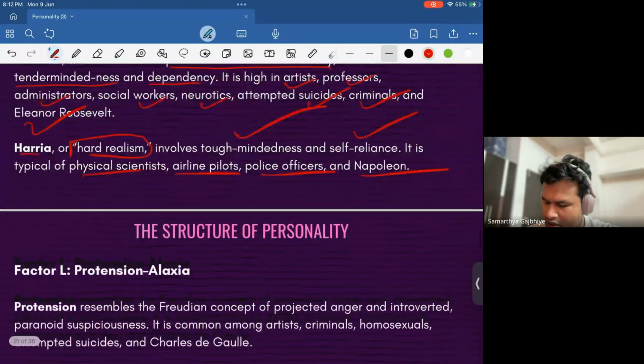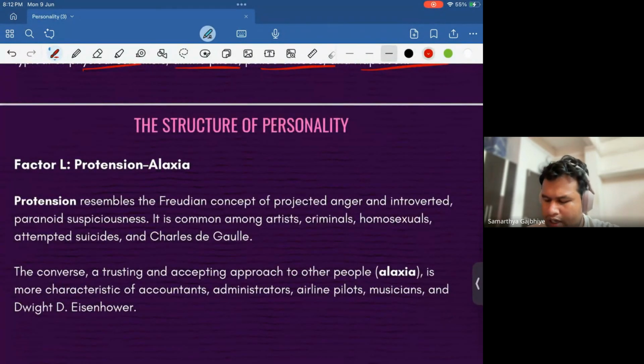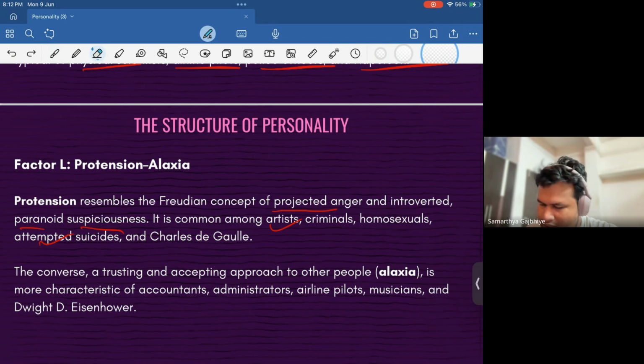Quickly, quickly. Okay. Factor L, protension and alaxia. Protension is the Freudian concept of projected anger and introverted paranoid suspiciousness. Common among artists, criminals, homosexuals. What? Yeah, insane time of psychology. Insane. Let's not cross this. Let's just write it here. Protension is the resemblance of the Freudian concept of projected anger and introverted paranoid suspiciousness.